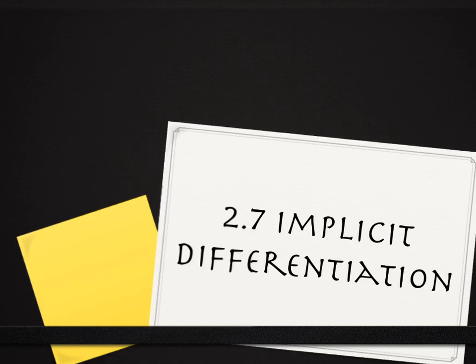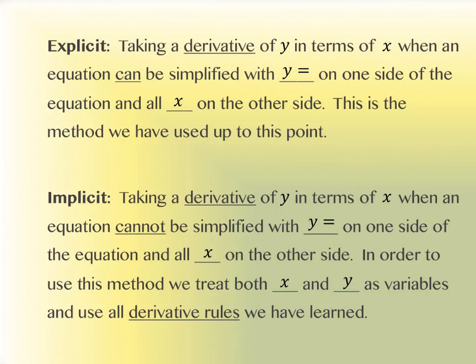Section 2.7 is called Implicit Differentiation, and the first thing I want to talk about is what in the world is the difference between this new section called Implicit Differentiation and what we've done before. What we have done before is called Explicit Differentiation. What we've always had is the ability to take a derivative of y in terms of x, where we have y equals on one side of the equation, and we have all of our x's on the other side. That's what we've been doing.